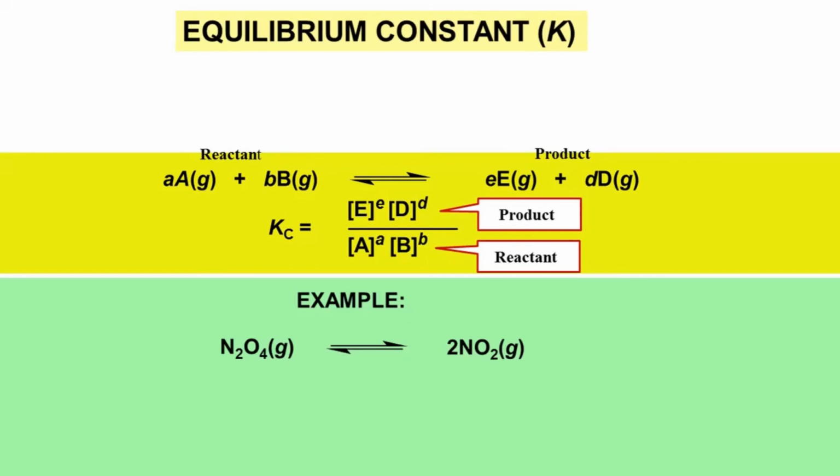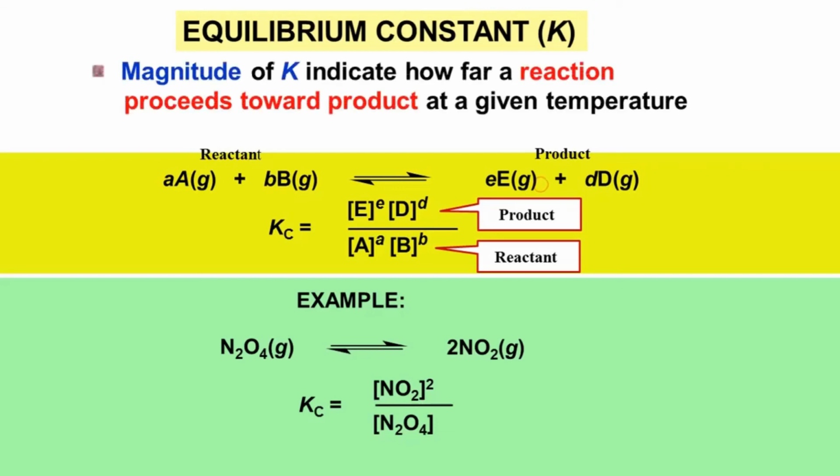Another example is dinitrogen tetroxide dissociating to form nitrogen dioxide. The equilibrium constant expression Kc can be written as Kc equals the concentration of nitrogen dioxide raised to the power of 2, as the coefficient in the balanced equation for nitrogen dioxide is 2, over the concentration of dinitrogen tetroxide. The magnitude of K indicates how far a reaction proceeds towards product at a given temperature.